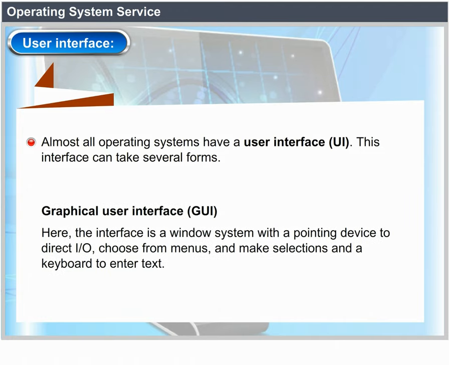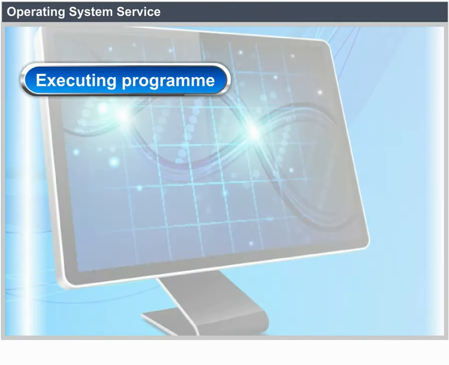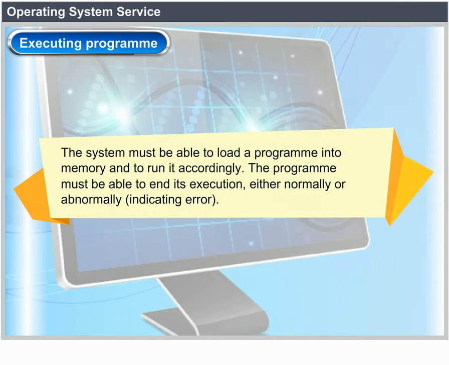Most commonly, a graphical user interface, GUI, is used. Here, the interface is a window system with a pointing device to direct input/output, choose from menus and make selections, and a keyboard to enter text. Some systems provide two or all three of these variations. Program execution. The system must be able to load a program into memory and to run that program. The program must be able to end its execution either normally or abnormally, indicating error.